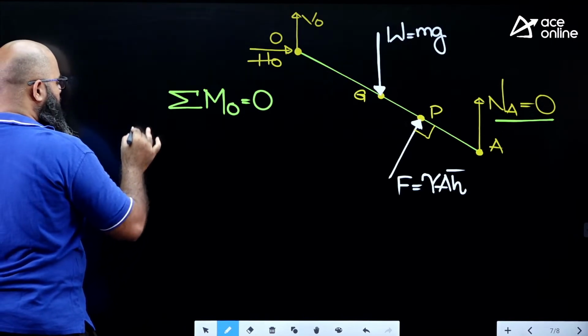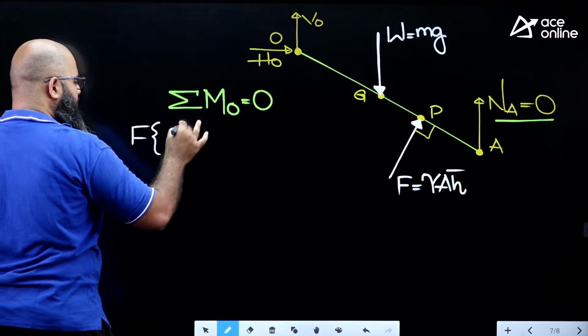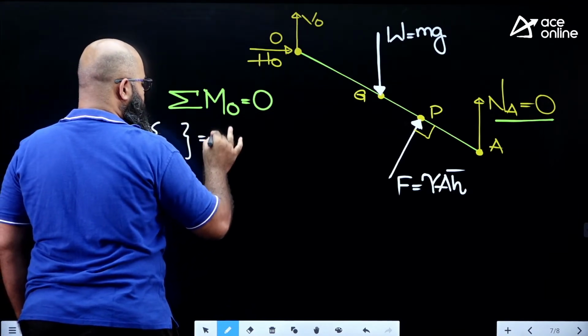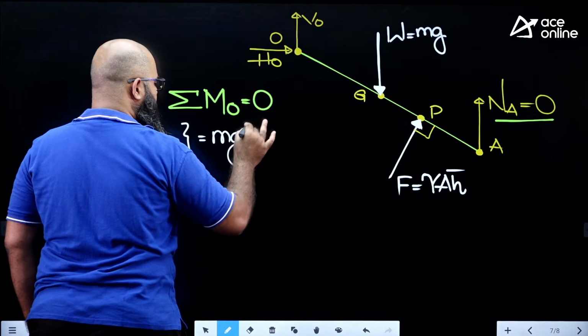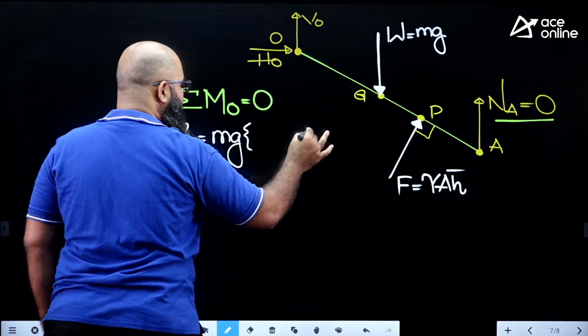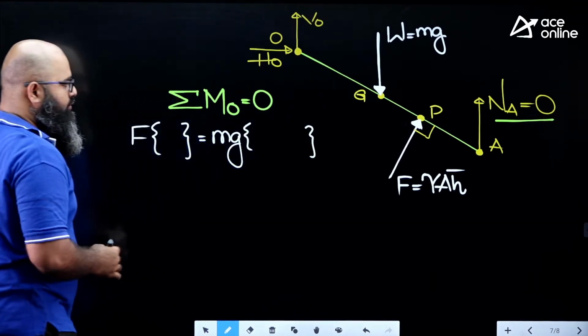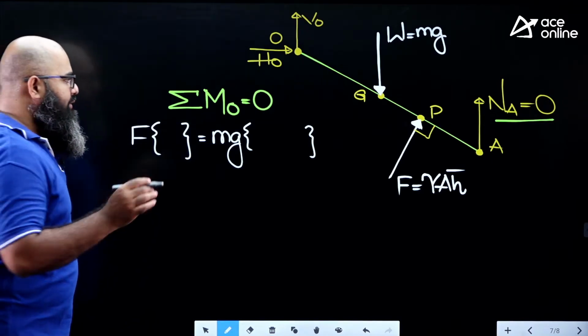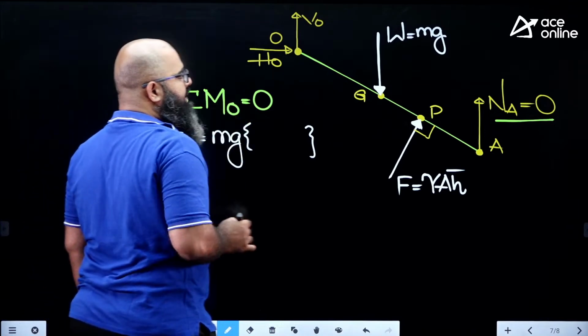So I can say force F multiplied by its lever arm must be equal to mg multiplied by its lever arm. Now how much are these lever arms, we have to see. Force F multiplied by a lever arm, and mg multiplied by a lever arm. First of all, mg multiplied by how much lever arm will we be having?